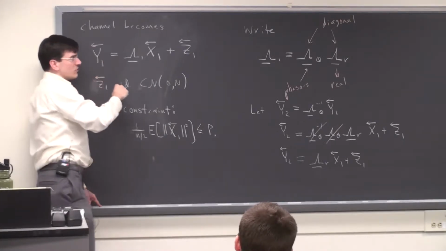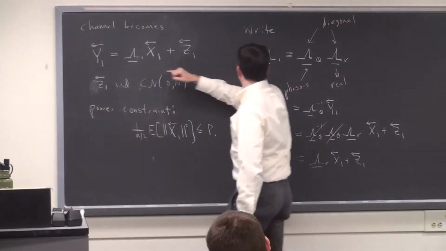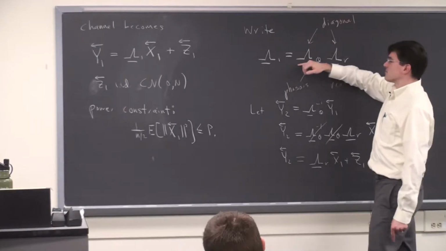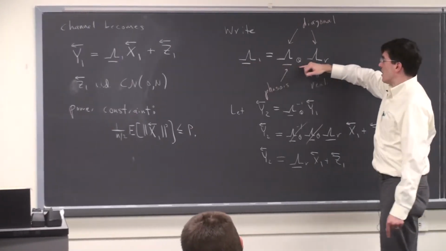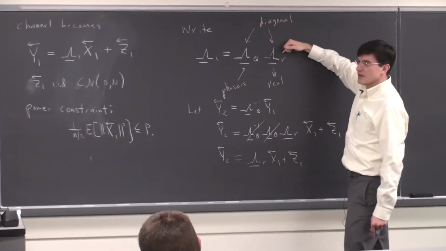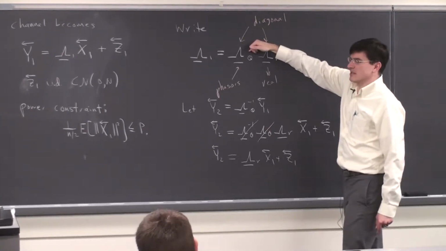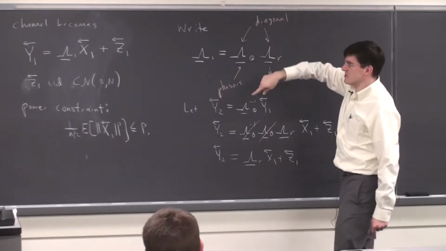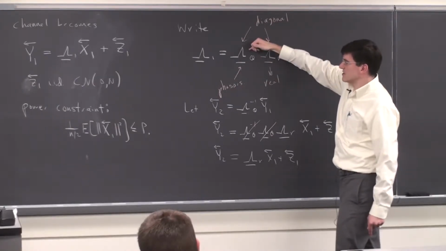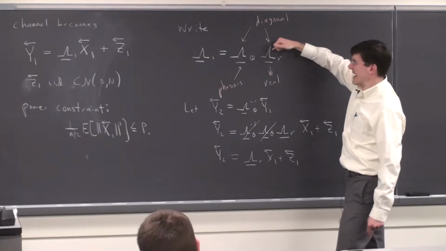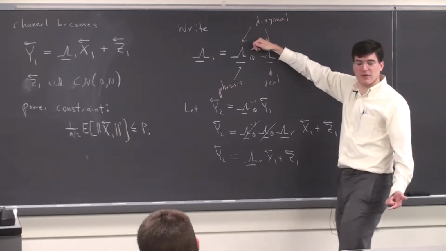Okay? So to deal with that, we took the lambda 1 matrix, which is diagonal and complex, and we split it into a diagonal real part and a diagonal phase part. Okay, so this is diagonal with just phasors, like magnitude 1 complex numbers on the diagonal. This is purely real. So this is like the gain, and this is like the phase shift of the channel, if you want to think of it that way.